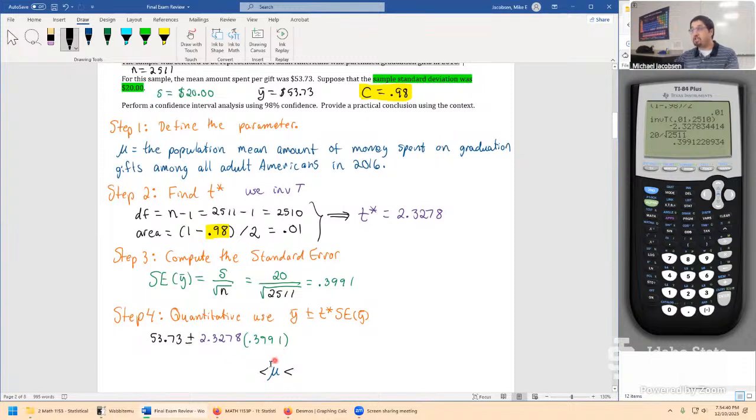So the result of this computation, just like we did often in class, I'm going to put down here on paper. So let's start typing this in, 53.73. Subtract from that 2.3278, multiplying 0.3991. All right, let me know if I get slightly different digits from you. This is money, so at this step, it makes sense to round to the nearest cent, 2 decimal places. So $52.80.